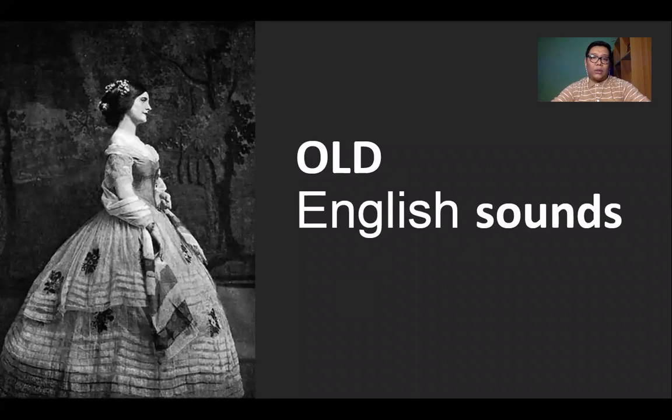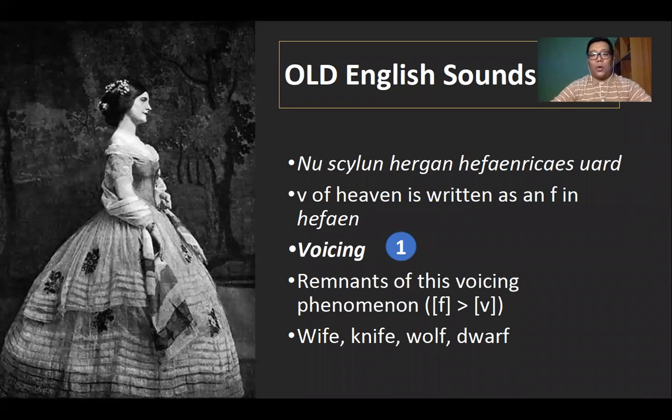Now let's talk about Old English sounds. So for the Old English sounds, this one is actually taken from a line of an Old English text. Okay, but obviously here, if you take a look at this word, you can see that there's a letter F here. But you know what? The F here is actually for the word heaven. Okay, wherein the letter V of heaven is written as an F in heaven. Okay, this one is called voicing. There have been remnants of this voicing phenomenon, wherein V is pronounced as F. So instead of saying V, it was pronounced as F, such as in the words wife, knife, wolf, and dwarf.